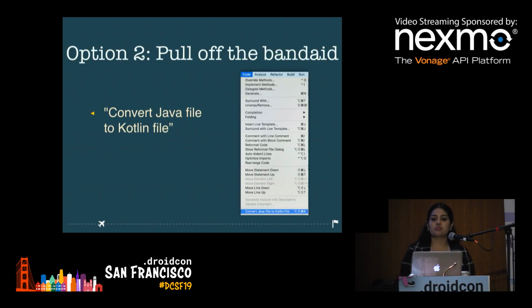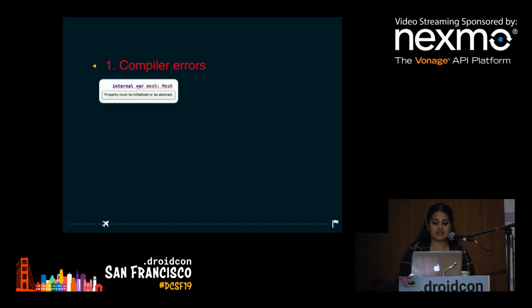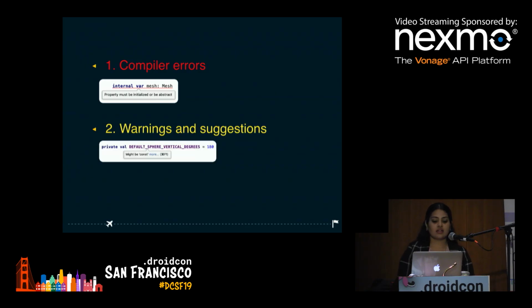Option number 2 is to pull off the band-aid, so to speak. And this is where you would go to the file, click on Code, convert Java file to Kotlin file, and then you're done. Just kidding. But when you do this, the process is fairly straightforward. You're obviously going to end up with some compiler errors, or a lot, and you want to go ahead and fix these first. Next, look at the warnings and suggestions that the IDE gives you and try to fix those. And last, go through the file one last time and look for patterns that you can convert into idiomatic Kotlin. So let the IDE help you on your journey.